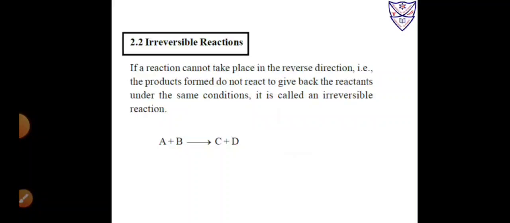If a reaction cannot take place in the reverse direction, that is, the product formed does not react to give back the reactant under the same condition, it is called an irreversible reaction. That is, A plus B gives C plus D. Now what was C plus D? C plus D is a product formed. Now it is not going to react back to A plus B. So this is an irreversible reaction. Means the product formed is constant. It is not going back to the reactant. So this is an irreversible reaction.